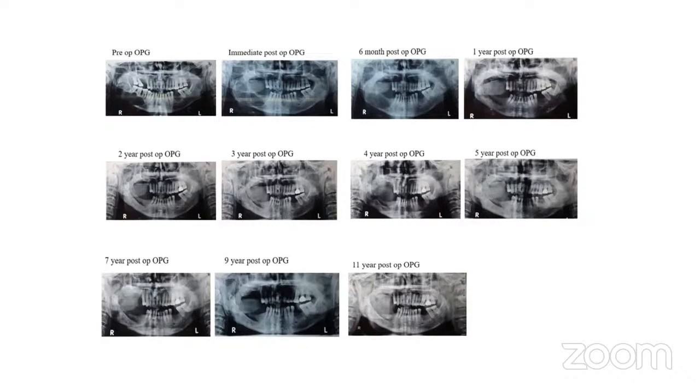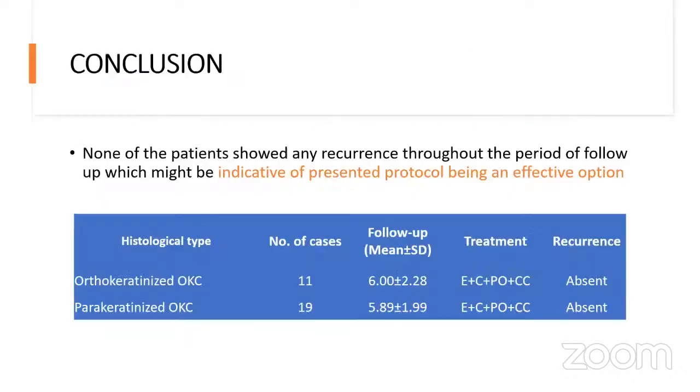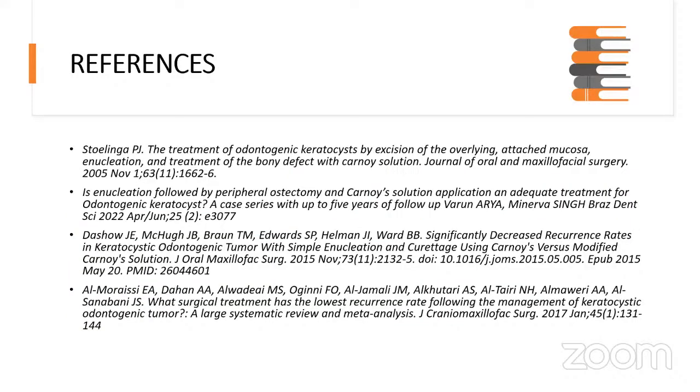a well healed area. So I would like to conclude that none of the patients showed any recurrence throughout the period of follow-up, which might be indicative that the presented protocol of enucleation, curettage, chemical cauterization, and peripheral osteotomy is an effective option to treat OKC. These are my references. Thank you.